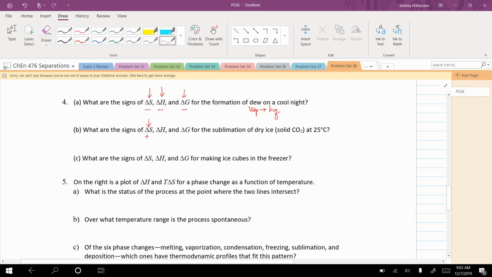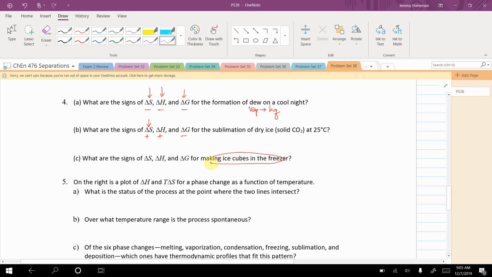do you put heat in or take heat out when you're going from solid to a vapor? If you're going from solid to vapor, you got to put heat in. So this is going to be positive. And then delta G, does dry ice sublime at 25 degrees Celsius? Yes, it does. So that happens. So that's going to be negative.